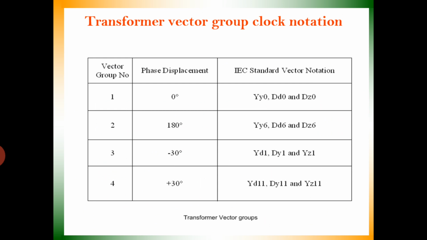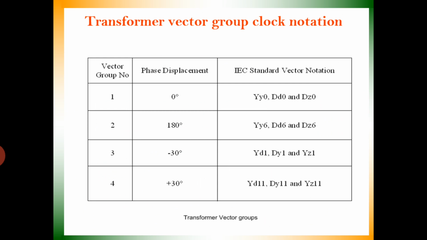And third, DZ0 means capital D, small z and 0. So capital D means that the high voltage winding is connected in delta. It is shown with capital D. Small z means the interconnected neutral, and it is shown with small z. And third is the zero value, meaning there is no phase displacement between low voltage and high voltage winding.